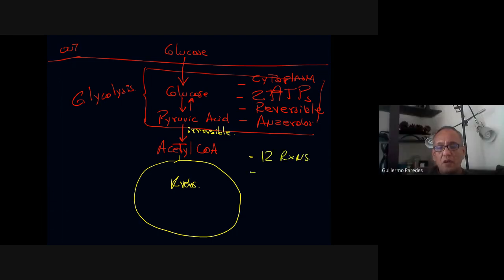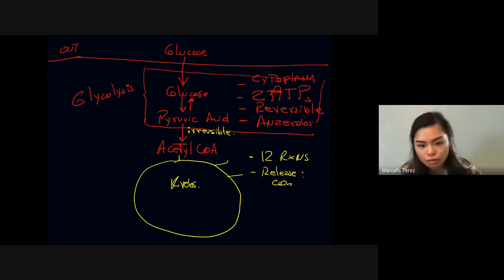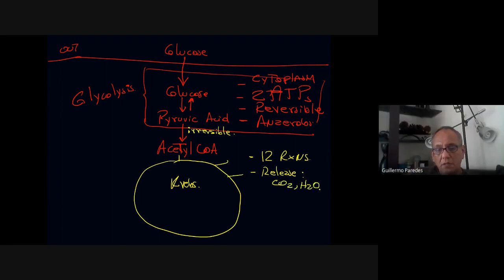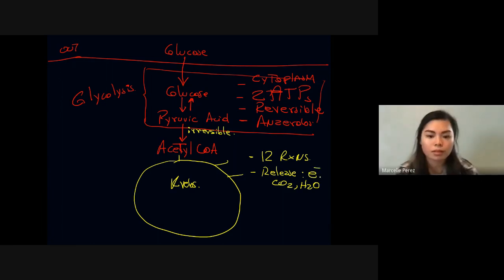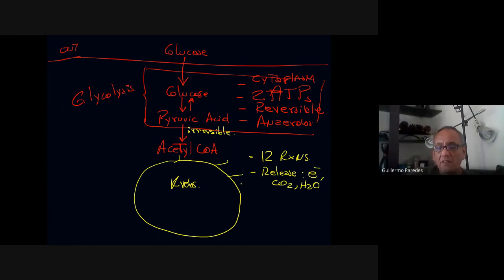How many reactions do we have? 12 reactions. Each reaction is going to release what? CO2 and water. CO2, what else? Water, what else? Electrons. There you are. Release all these three. These electrons are going to be used to take a phosphate and glue it onto the ADP to produce ATP. You okay with that? So acetyl-CoA.